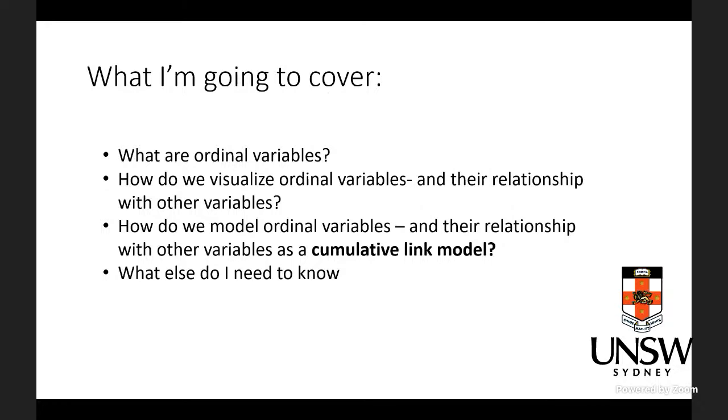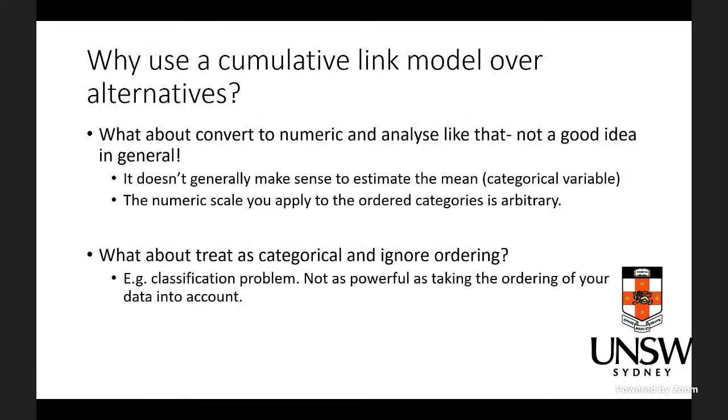So now I've covered what ordinal variables are and how we visualize them and their relationship with other variables. I now want to move on to how we model ordinal variables and their relationship with other variables. I'm specifically going to be talking about this model called a cumulative link model today. I first want to cover why you should use a cumulative link model over other alternatives.